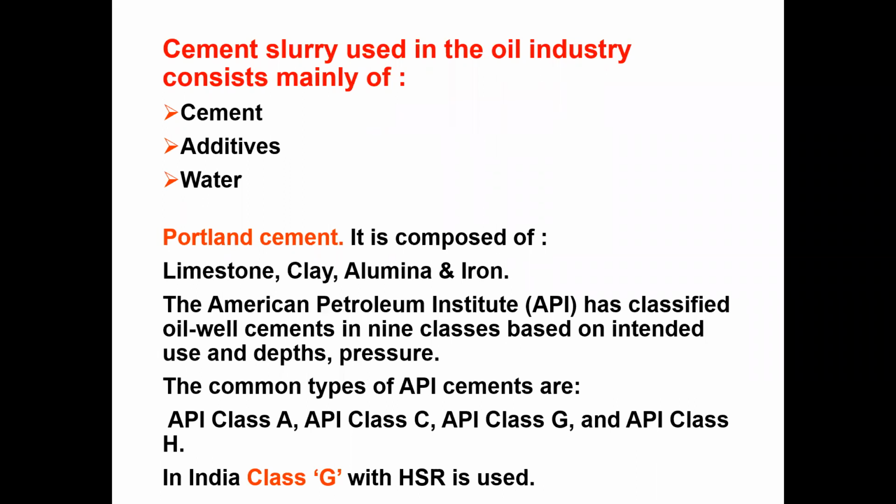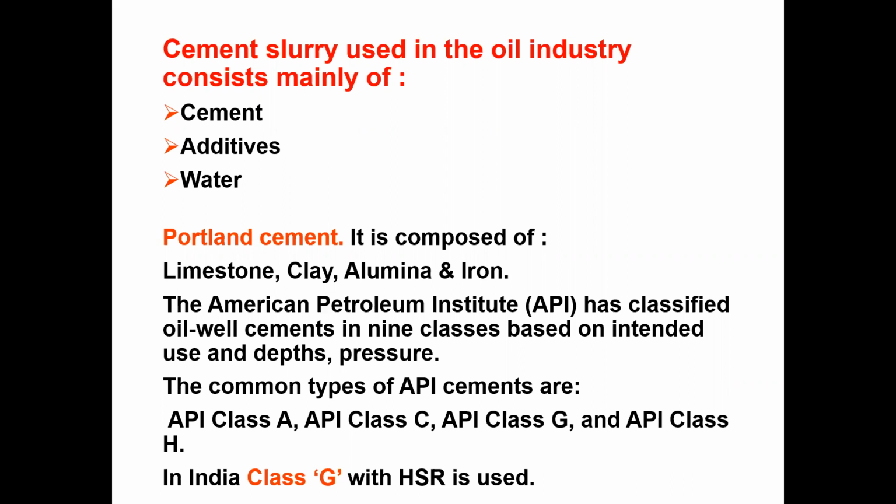In oil and gas wells, we commonly use Portland cement. There are 9 types of API cements available. Most common are A, C, G, and H. Worldwide, for different depths, G and H are used. In India, class G is used, and we use HSR. HSR means high sulfate resistance.